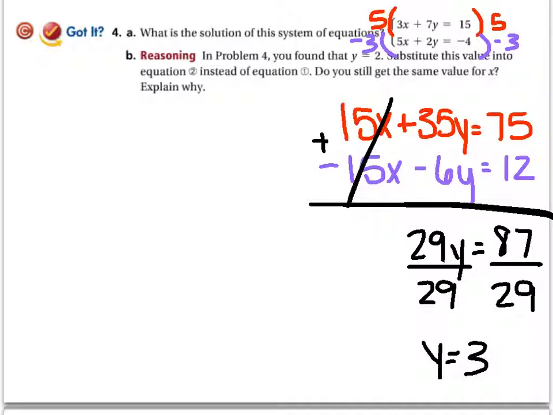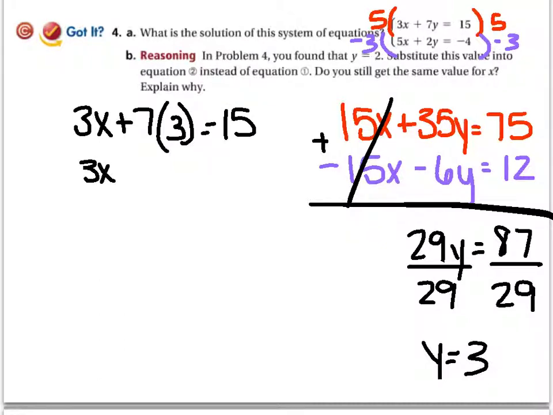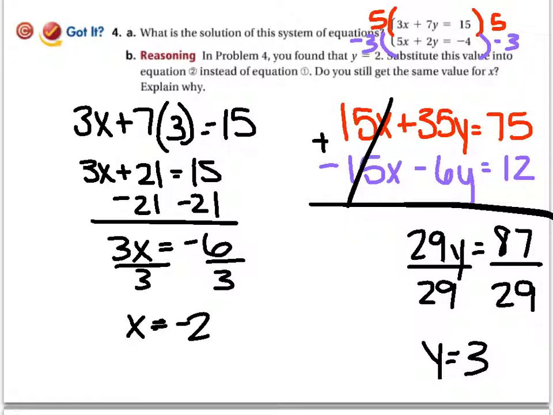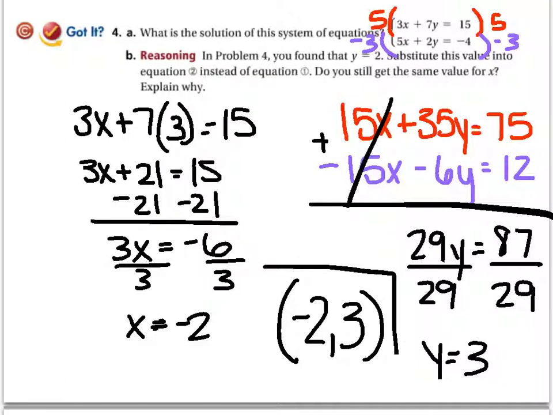Once you get one variable, go back. Put it into the original equation. 3x plus 7y, substitute 3 in for y, equals 15. 3x equals negative 6. So x is negative 2. As an ordered pair, that is negative 2, 3 as your answer.